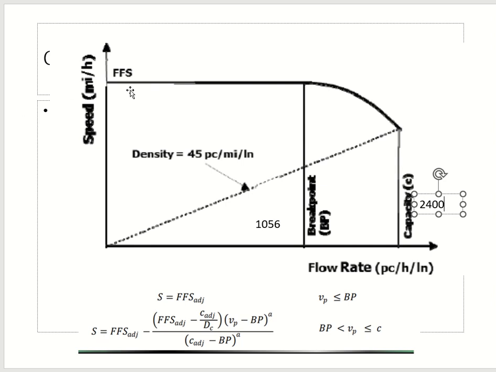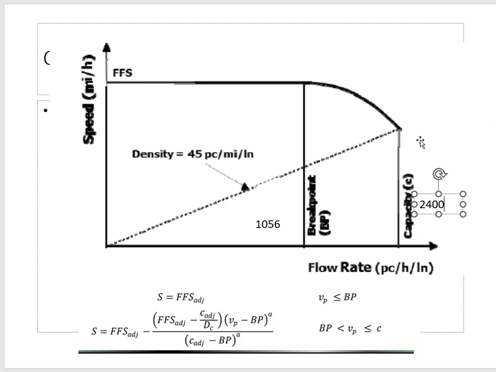Okay, so now how will you plot the curve? You will plot here 73.6, which is your free flow speed. You will draw a straight line till 1056. From 1056 till 2400, you will choose different values of Vp, put them in this equation and calculate what? Speed. Once you have the x-axis value and the y-axis value, you will join all the points and you will get this curve. Understood?